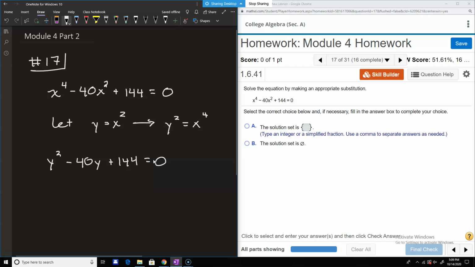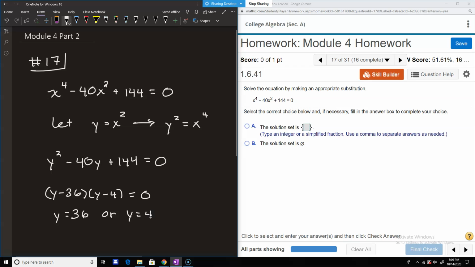If it factors, it would have to be two negatives. 144 is 12 times 12, so there's a lot of choices. Was that 36 times 4? 36 times 4 looks like it works, right? So this would factor into y minus 36 times y minus 4 equals 0, because negative 36 times negative 4 is positive 144, and if you add the negative 36 and the negative 4, you get negative 40. So this gives us two answers here, y equals 36 or y equals 4.